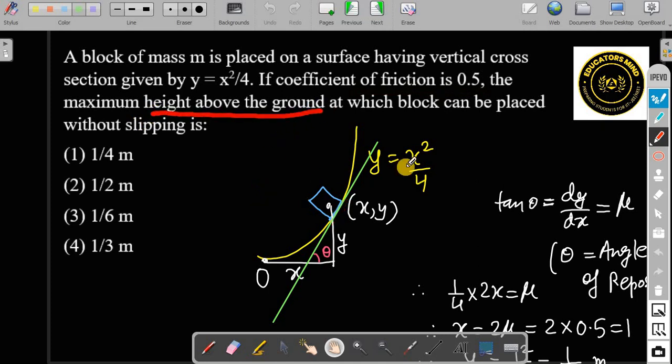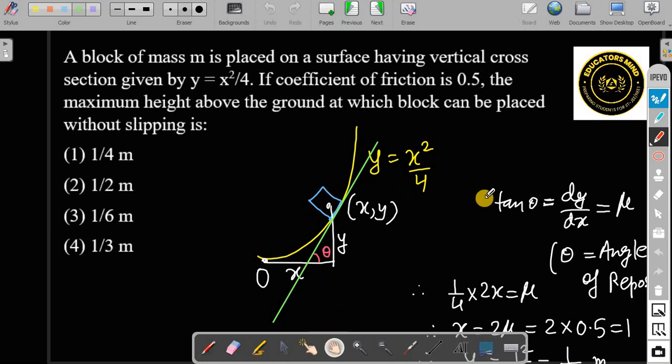The maximum height above. To solve this question very fast, they are saying at one height it will not slide. If you keep it here it will start sliding. So if you go beyond this height it will slide. Within this height it will not slide. This is the maximum height. If you keep it a little bit higher it will start sliding. Before that it is stationary. Okay, so this is the maximum point where it is in equilibrium.